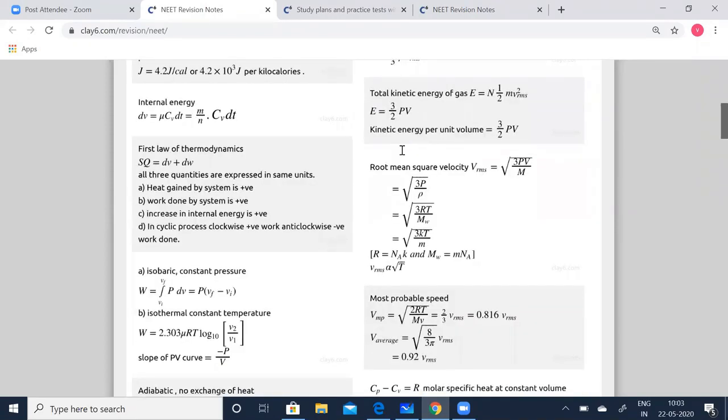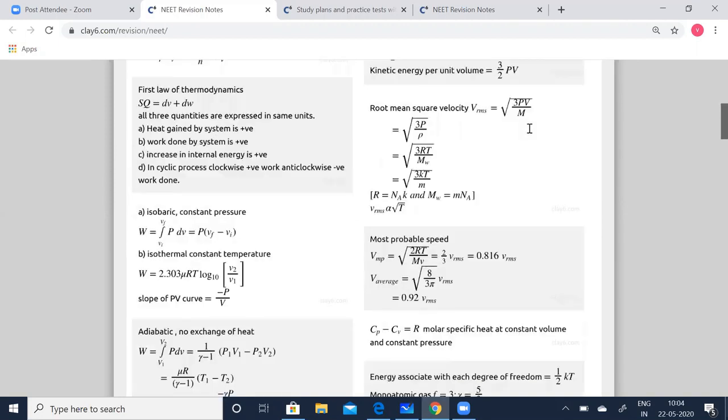Total kinetic energy of the gas is equal to N into half m V RMS square, where N stands for the number of molecules, m for mass, and V RMS is the RMS velocity. Energy of the gas is given by E is equal to 3 by 2 PV. Again, you have two formulas, so look into the data and then apply the formula correctly. Kinetic energy per unit volume is equal to 3 by 2 P, where P stands for pressure. Now, what is root mean square velocity?